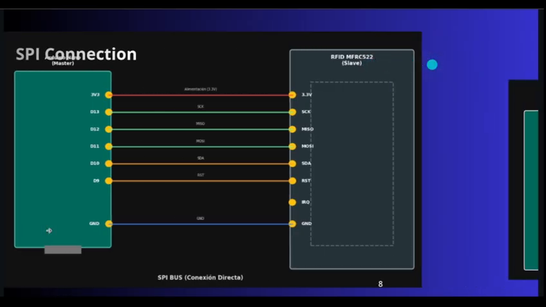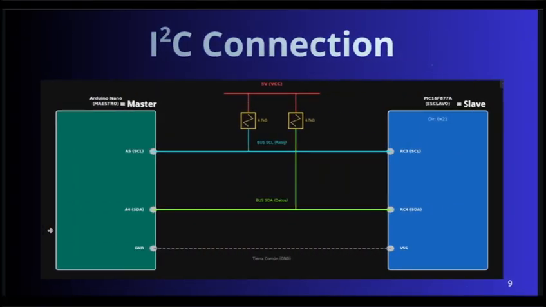Second, I squared C. This is the bus that connects our two microcontrollers. The greatest advantage is hardware simplicity. Just two wires, SDA and SCL, plus two pull-up resistors to connect multiple devices.